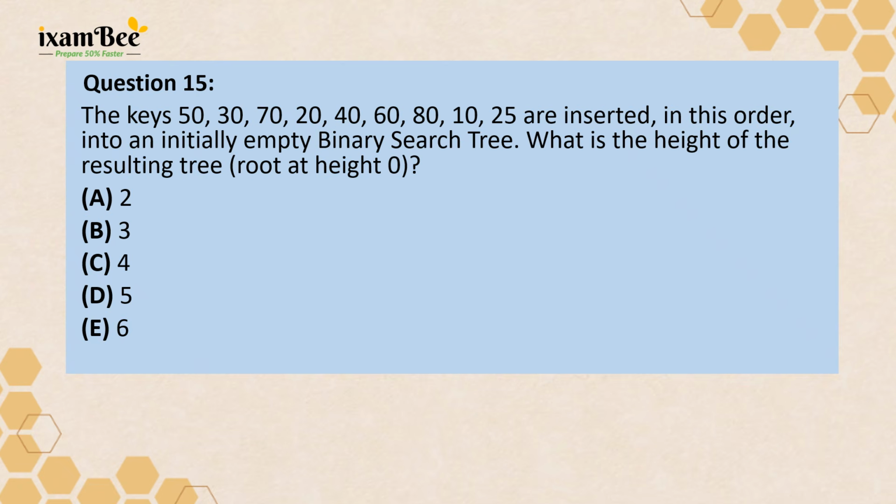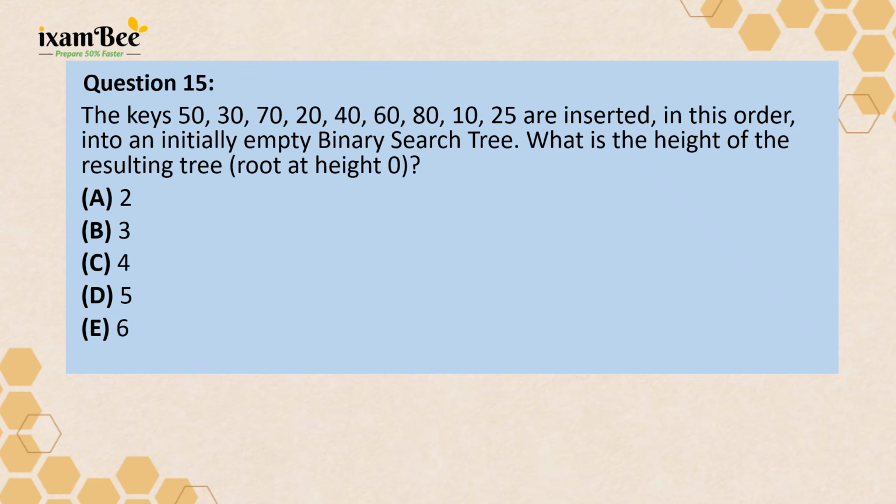Now in this question, the keys 50, 30, 70, 20, 40, 60, 80, 10 and 25 are inserted in this order into an initially empty binary search tree. What is the height of the resulting tree, with the root being at height 0?